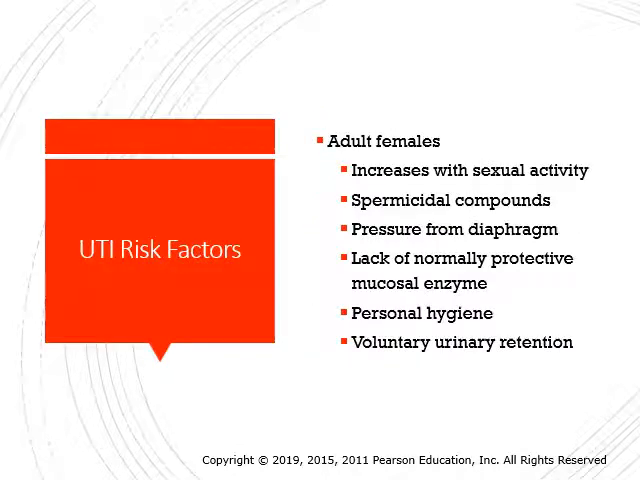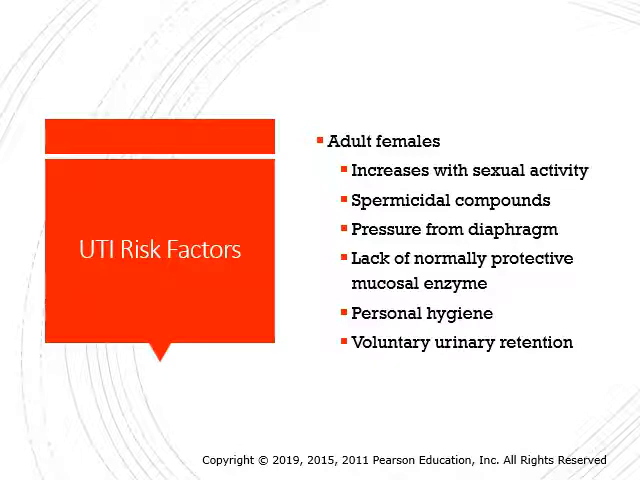Okay, let's talk about some risk factors that place individuals at a greater risk for urinary tract infection. So adult females, the risk increases with sexual activity, increases with the use of spermicidal compounds, increases with the use of a diaphragm for contraception because of the pressure placed on the urethra.